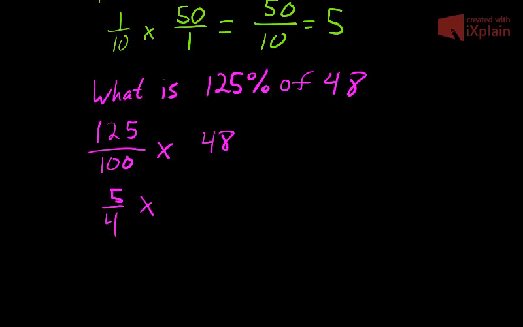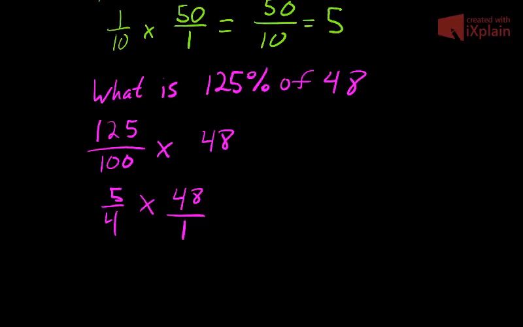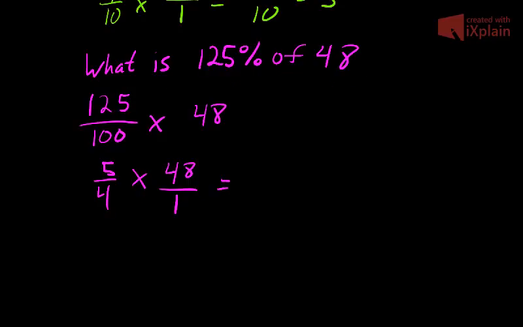So now I have 5 over 4 times 48, and 48 is the same as 48 over 1. When I multiply this across, I'll end up getting 240 divided by 4, which is going to be the same as 60. So that tells me that 125% of 48 is going to be 60.